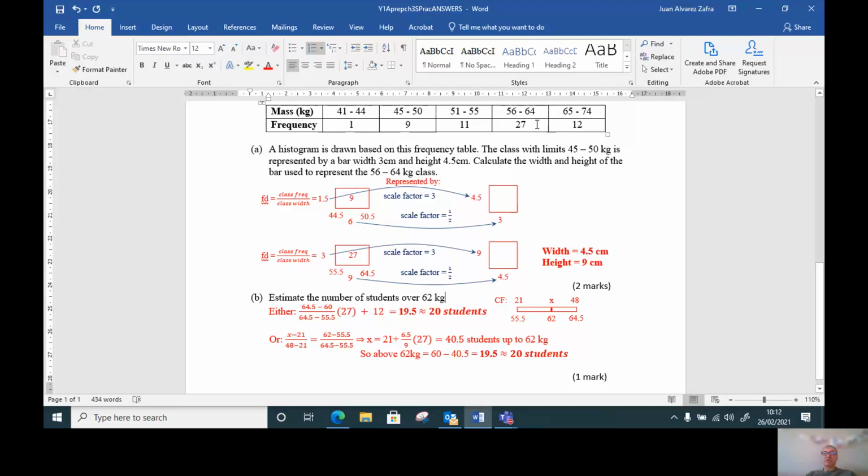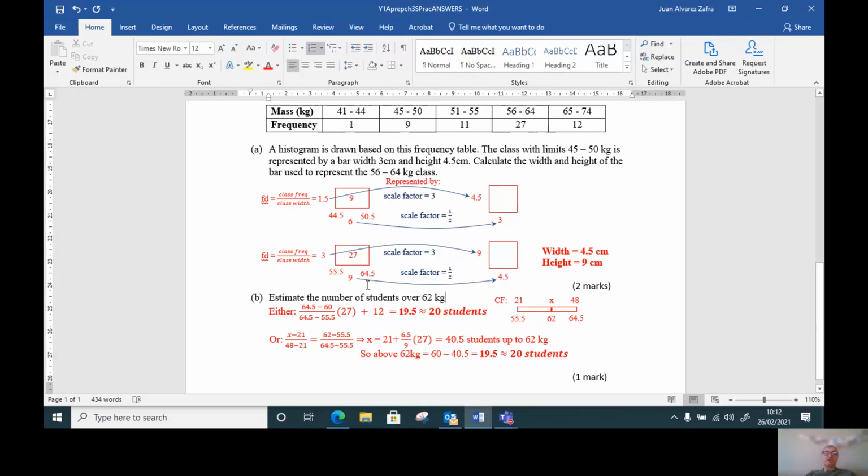56 to 64 class is what we asked to get. Now, if we look at the 56 to 64 class, the actual boundaries are 55.5 to 64.5, so the actual class width is 9. And then if we take the frequency of 27 divided by 9, we get a frequency density of 3. 3 times 9 is 27. So the frequency density or height that we expect is 3.